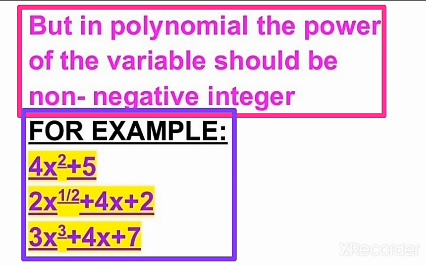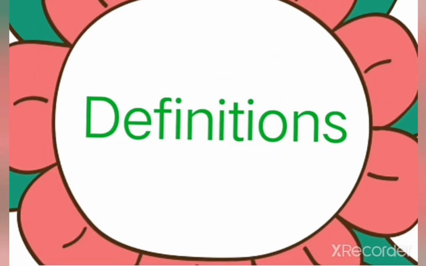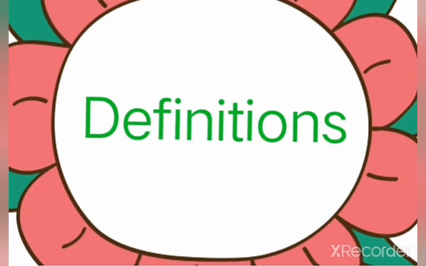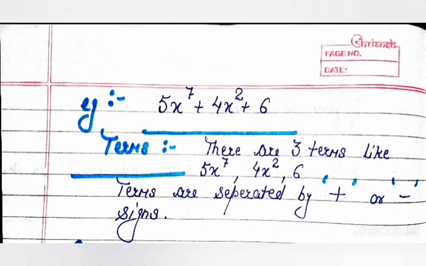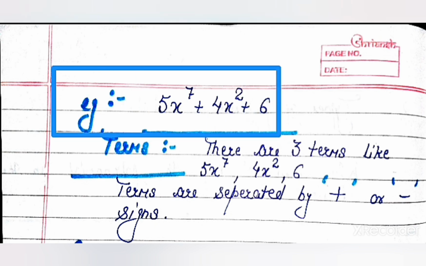So out of these three examples only two are considered polynomials, but the example given in the middle, 2x power 1 by 2 plus 4x plus 2, is not a polynomial. It is just an algebraic expression, because in this the power is a fraction, so it doesn't satisfy the condition to be a polynomial. We can move towards the definitions of some related terms. I have taken an example of a polynomial. As you can see, it is a polynomial because the power is a positive integer.